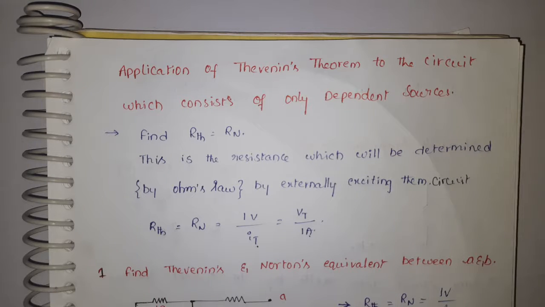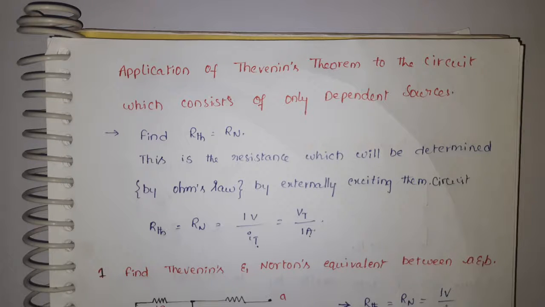If a circuit consists of only dependent sources, there will be no energy to drive the circuit. So what we are going to find in this kind of problem is only Thevenin's and Norton's equivalent resistance, and we are not going to find open circuit voltage or short circuit current. Since there is no energy to drive the circuit, we are going to find only RTH and RN values. There is no need to find VOC and ISC values.